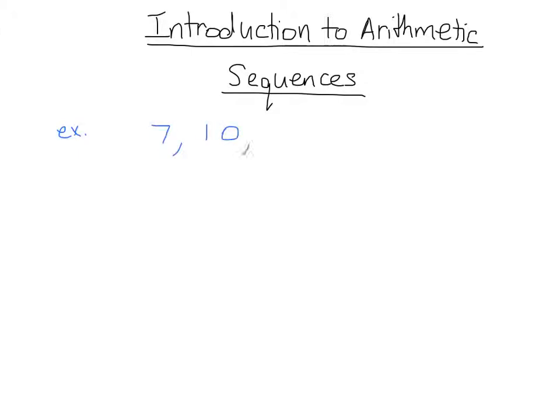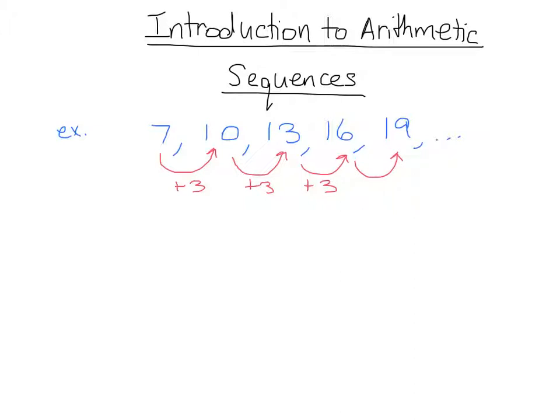Here we have 7, 10, 13, 16, 19, and it goes on and on and on. This is an arithmetic sequence, and here is why. I'm adding the same fixed number each time to get the next term. So in every single case, I'm adding 3 in this example. It could be another number to get the next term.